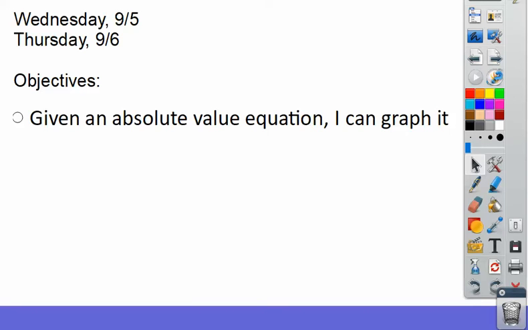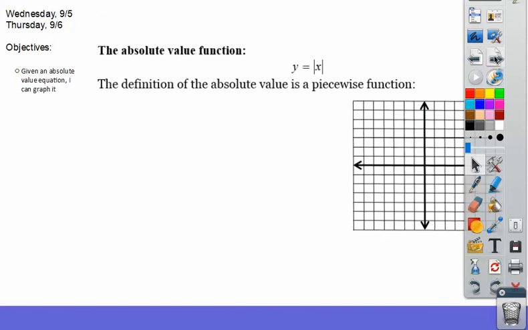Today we're going to be talking about absolute value equations. So we're going to be able to graph it given an equation. First of all, let's see what we got going on here. I can't move that up. That's a great one. Absolute value: y equals the absolute value of x.